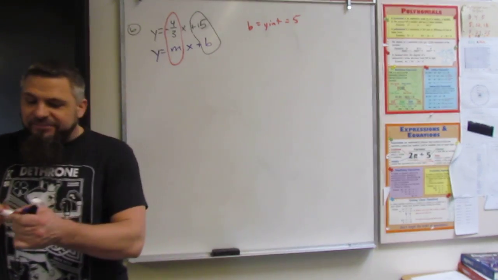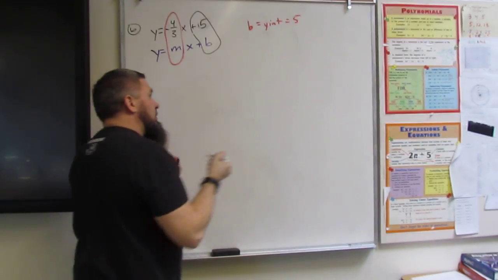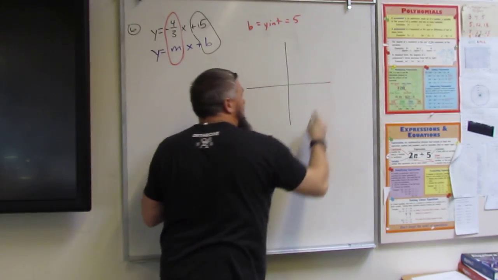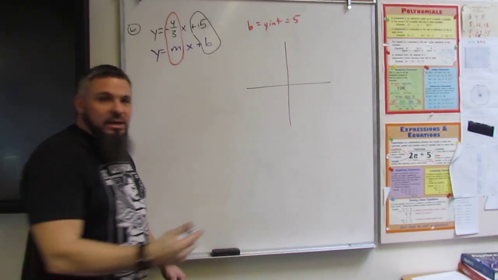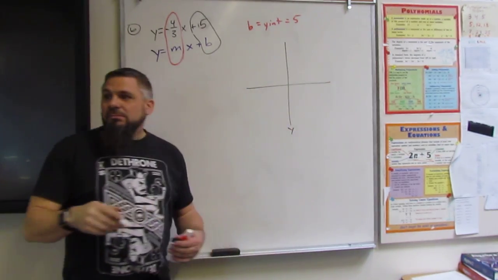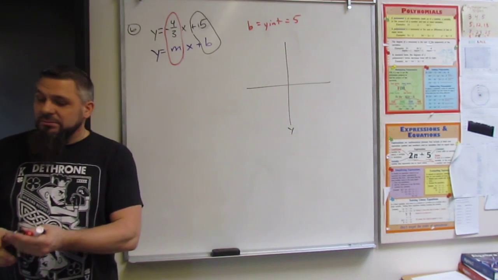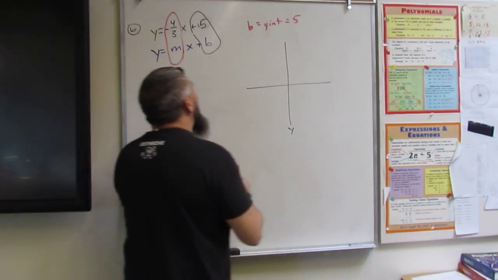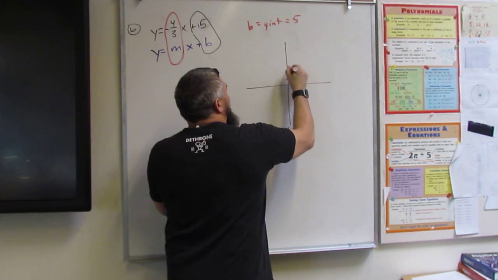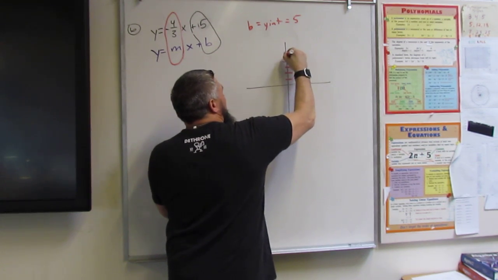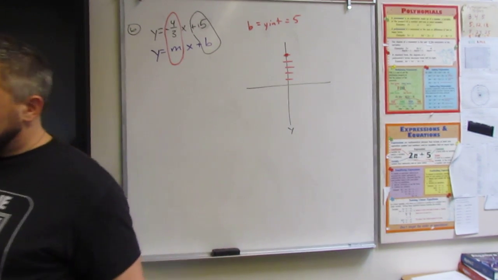So where would I graph that? Right there, on the graph, on the y-axis, right? At 5. Okay? 1, 2, 3, 4, 5. Is that right? Yes. Okay.